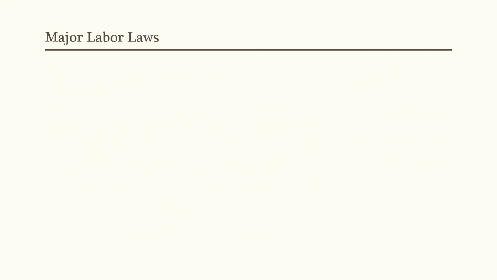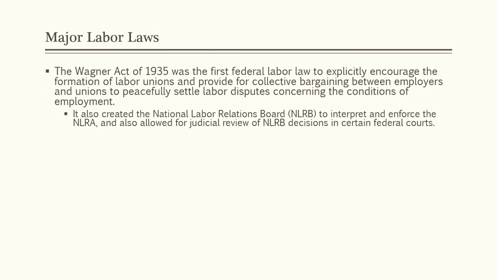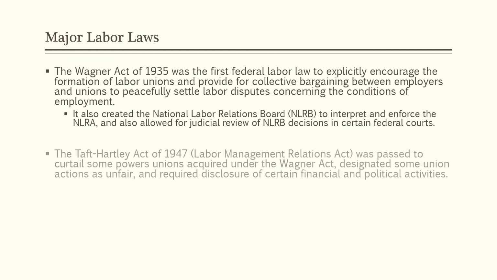Next, we will cover the major labor laws we just discussed on the previous page. The Wagner Act of 1935 was the first federal labor law to explicitly encourage the formation of labor unions and provide for collective bargaining between employers and unions to peacefully settle labor disputes concerning the conditions and terms of employment. It also created the National Labor Relations Board, the NLRB, to interpret and enforce the NLRA, and it also allowed for judicial review of NLRB decisions in certain federal courts.